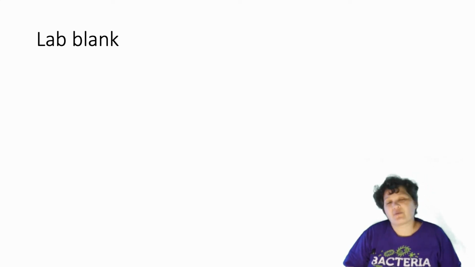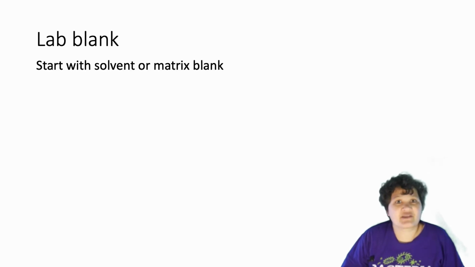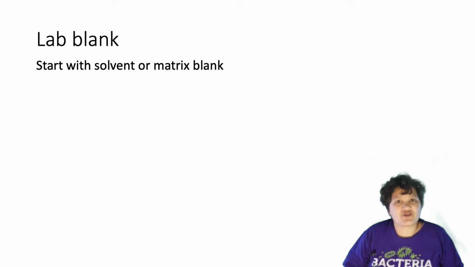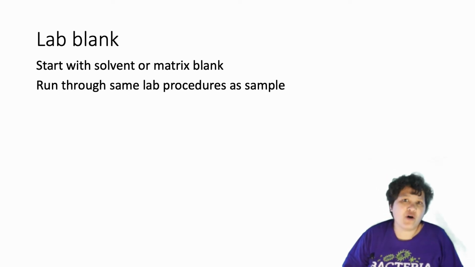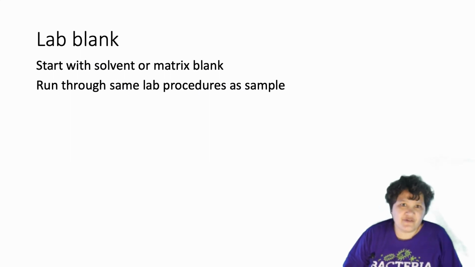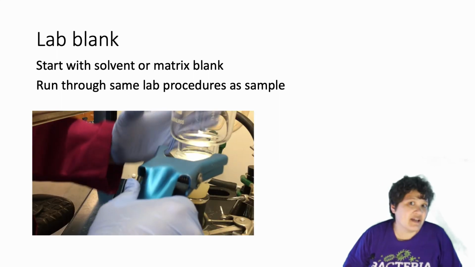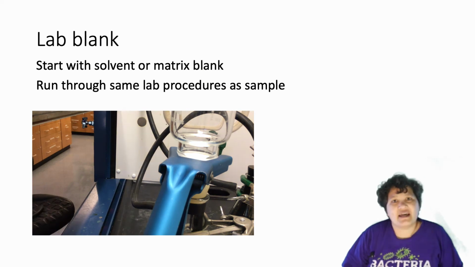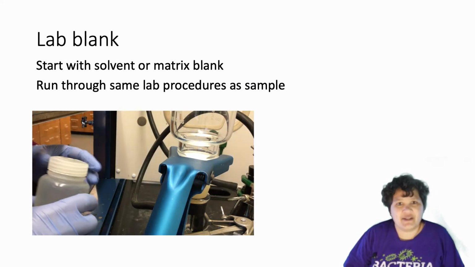First of all, you can run a lab blank. Once again, as with a normal blank, this starts with your solvent or matrix. But instead of just putting it directly into your instrument, you're going to run it through all the procedures that your sample undergoes. So for example, if you're going to analyze some stream water for metals using the ICP-MS, normally that's accompanied with filtering it.